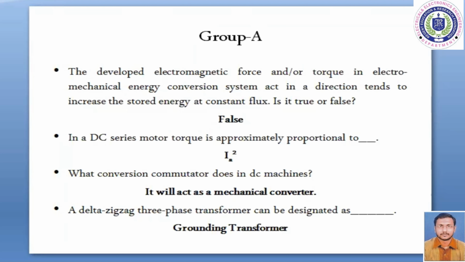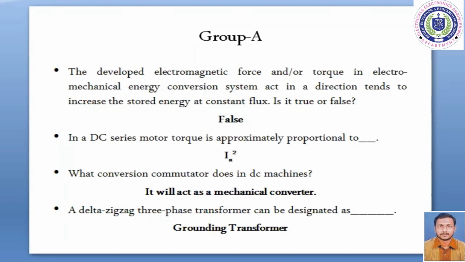In the next question, what conversion does the commutator do in DC machines? In the case of a generator, the commutator acts as a mechanical rectifier, and in the case of a motor, the commutator acts as a mechanical inverter. As DC machines is mentioned here, I think you have to give the answer that it acts as a mechanical converter.